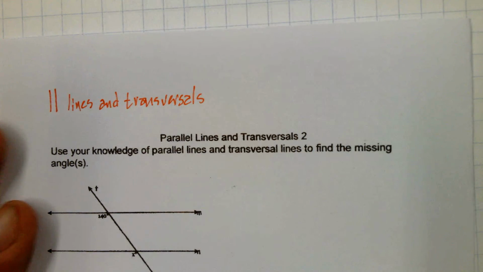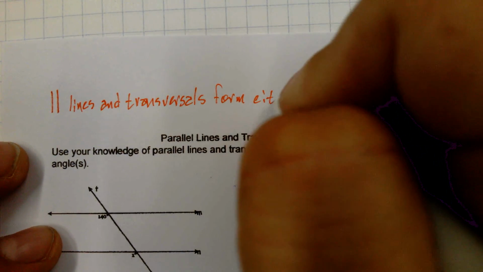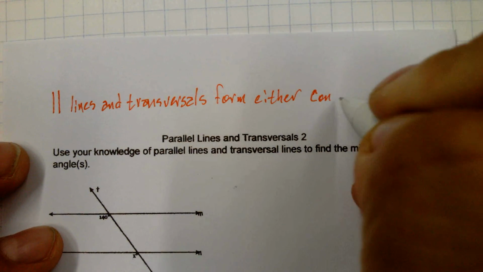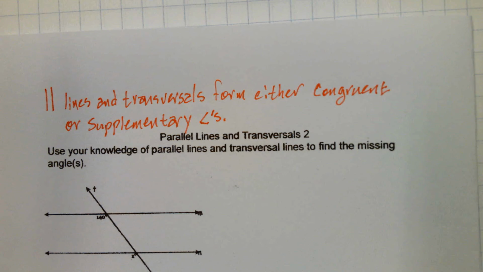Parallel lines and transversals. The transversal is that line that crosses both of those parallel lines. Form two types of angles. Form either congruent, remember we said congruent means equal size, or supplementary angles. Okay, so parallel lines and transversals form either congruent or supplementary angles.